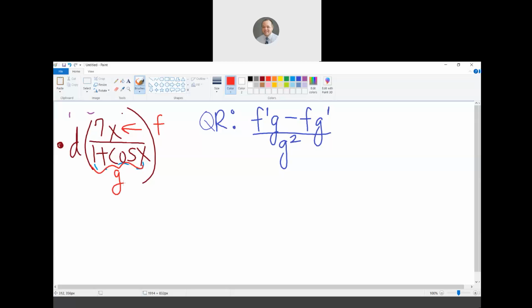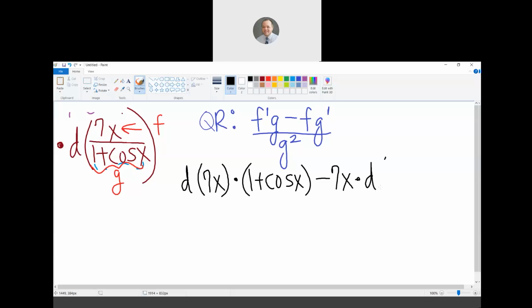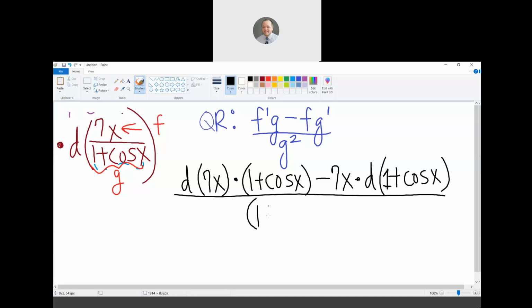So let's plug everything into our quotient rule. The derivative of f means we're taking the derivative of 7x times g, or just 1 plus cosine x, minus f, or just 7x, times the derivative of g, or you're taking the derivative of 1 plus cosine x. And that's all over your denominator quantity squared. Or in other words, 1 plus cosine x quantity squared.